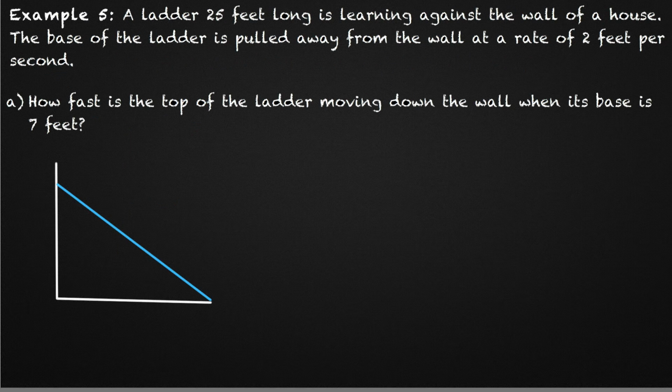Okay, here we have this final example here. A ladder 25 feet long is leaning against the wall of a house. The base of the ladder is being pulled away from the wall at a rate of 2 feet per second.